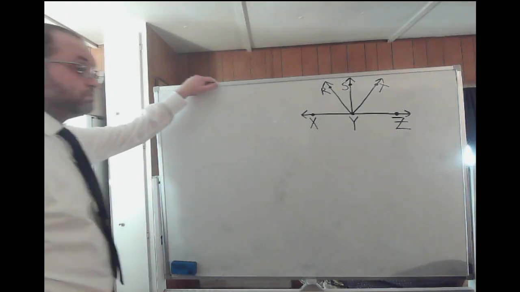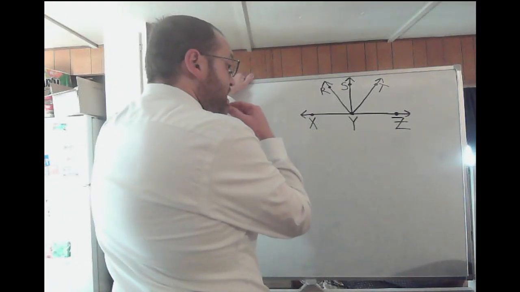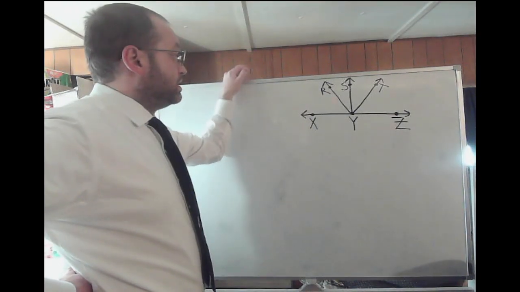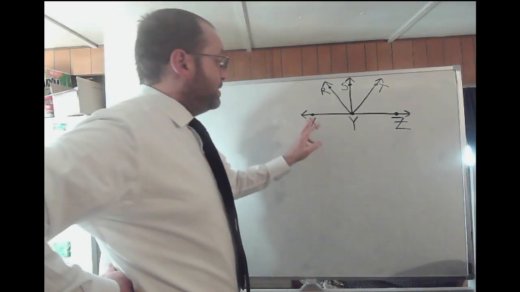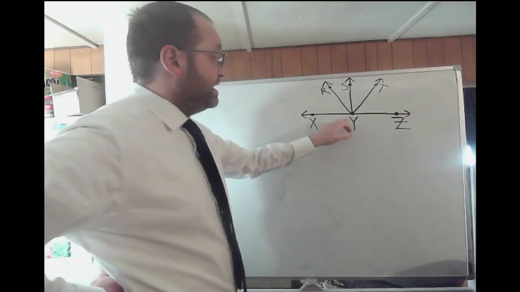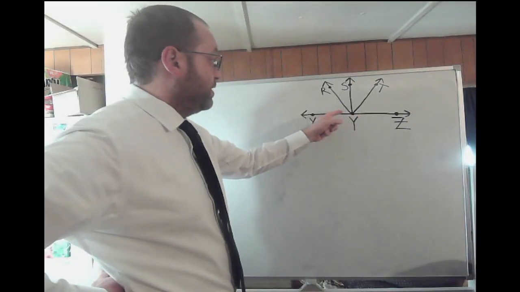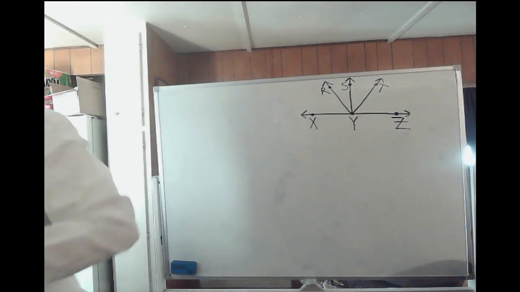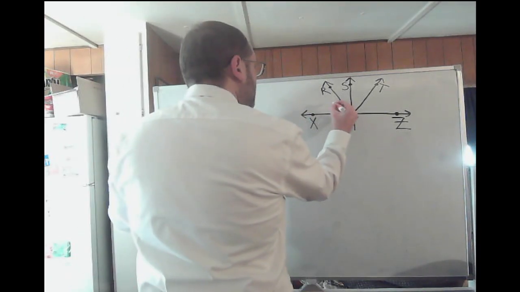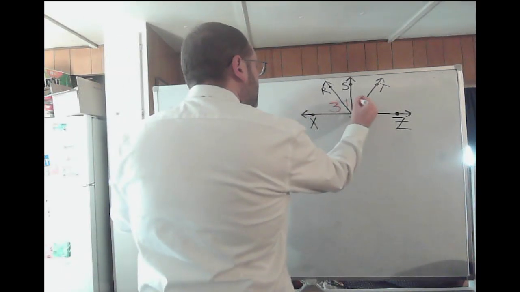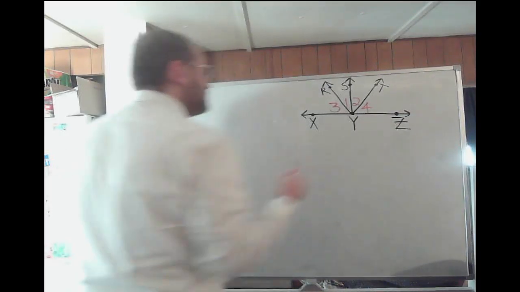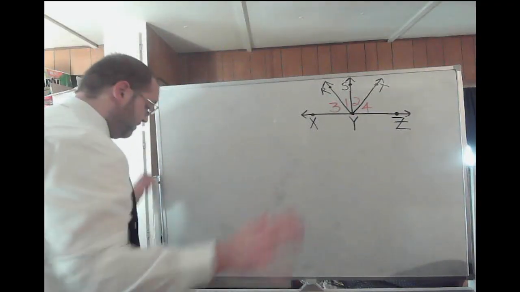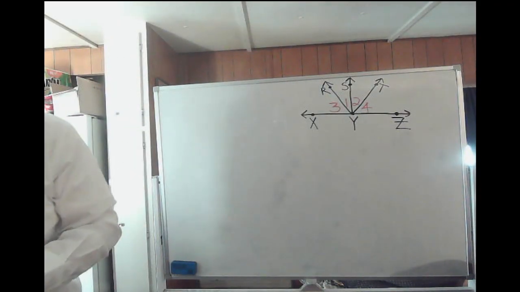So we have here this diagram. We have line XZ with Y in the middle, and from point Y we have rays YR, YS, and YT. And then we're given some angles with those. Let's see, we got 3, 1, 2, and 4. So we have angles 3, 1, 2, and 4. So what are we given? What do we have to prove?